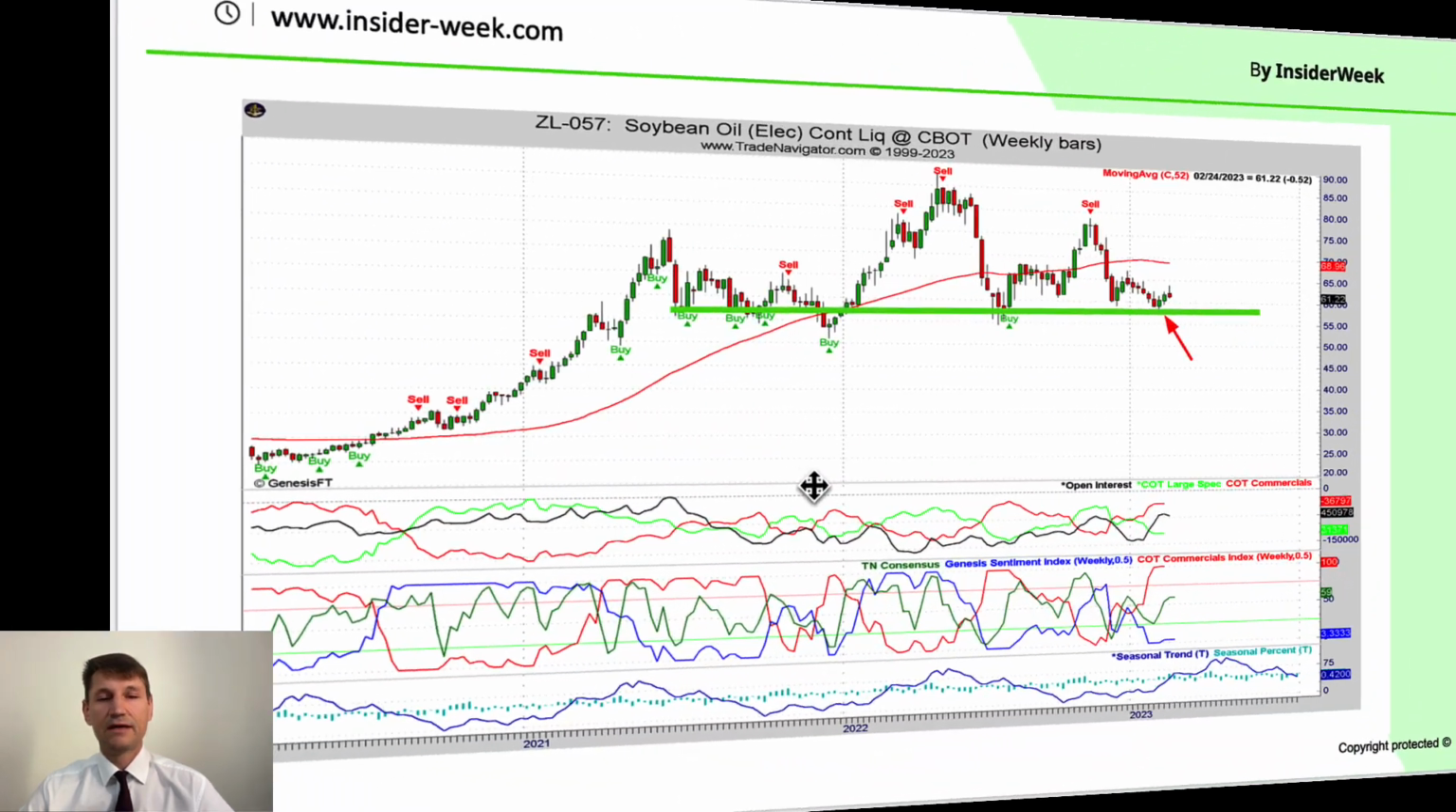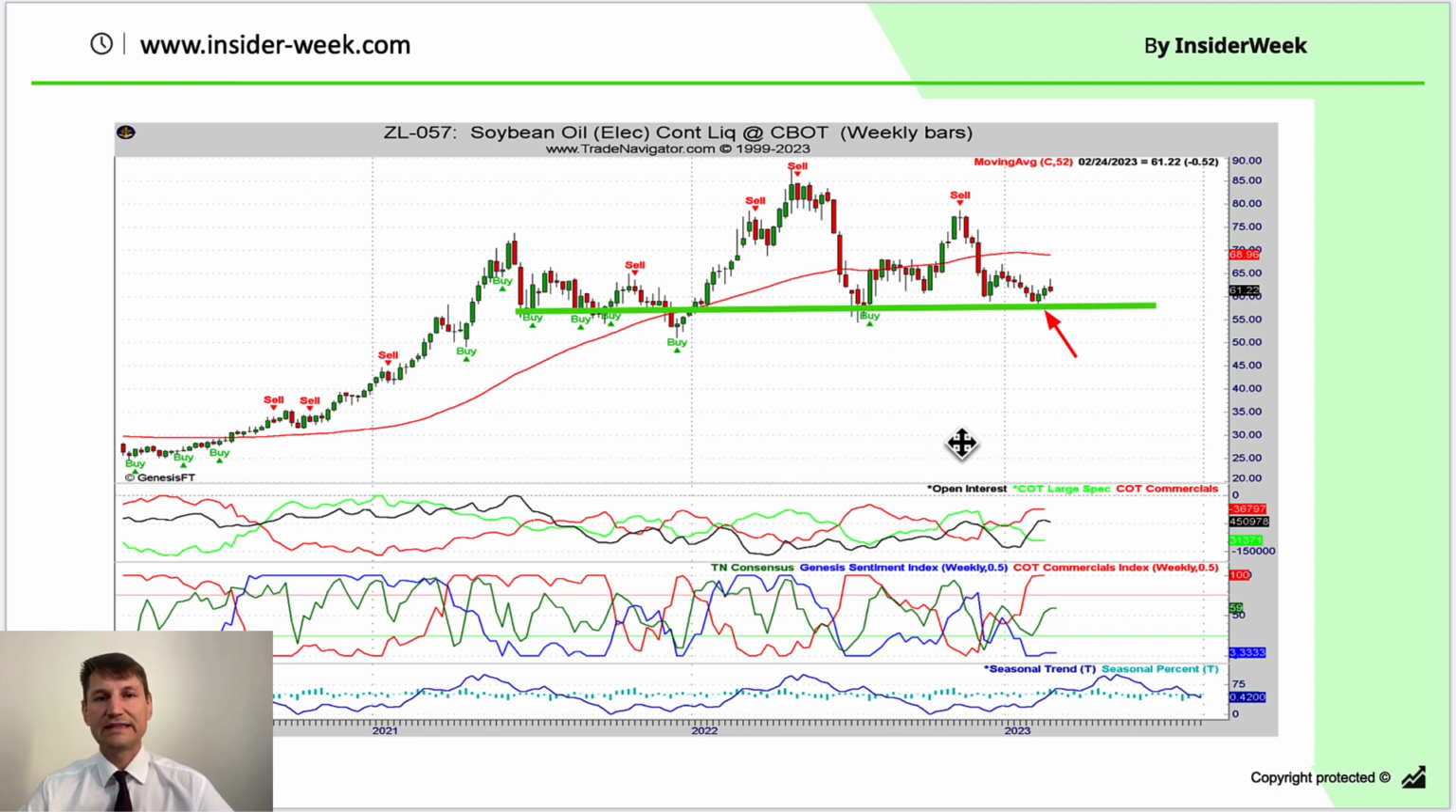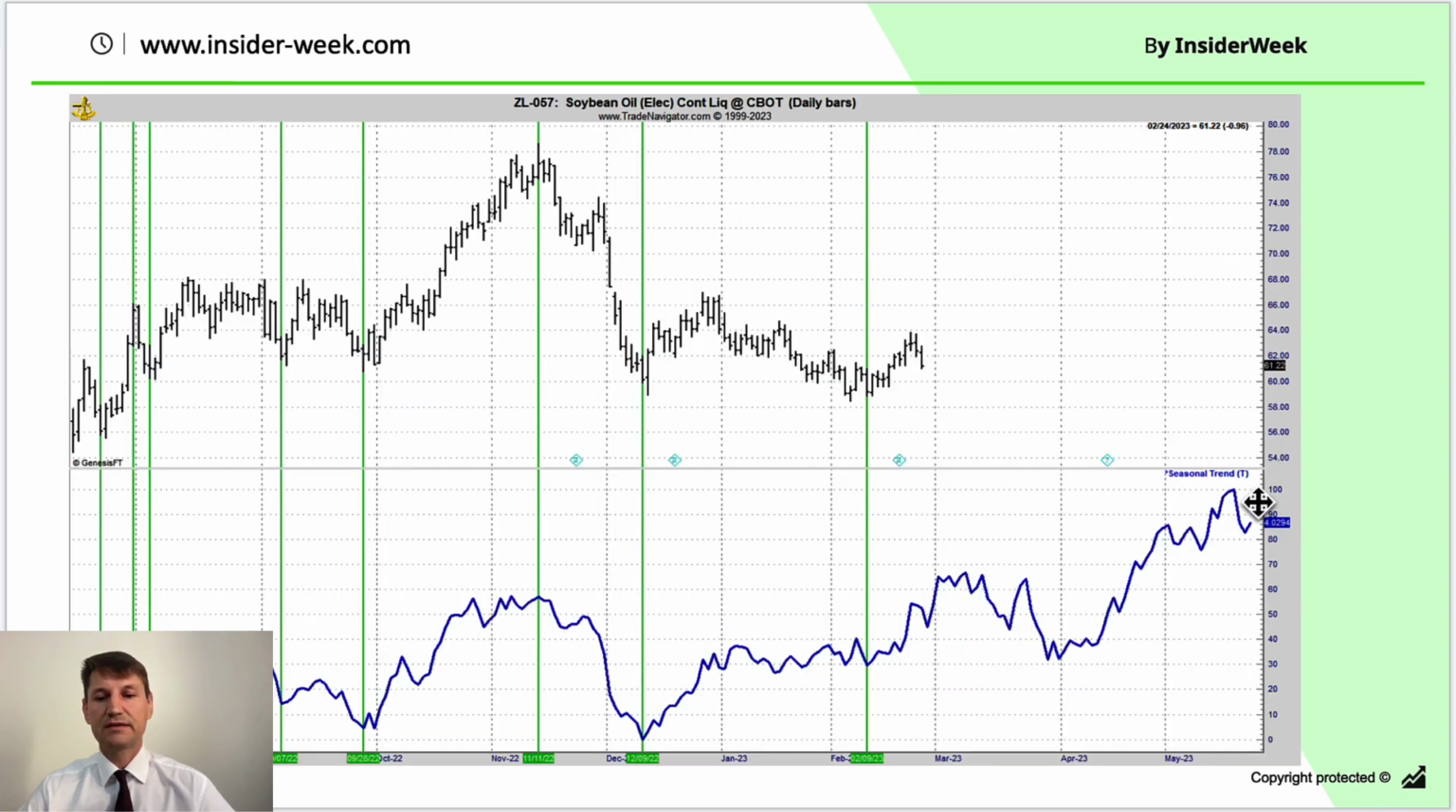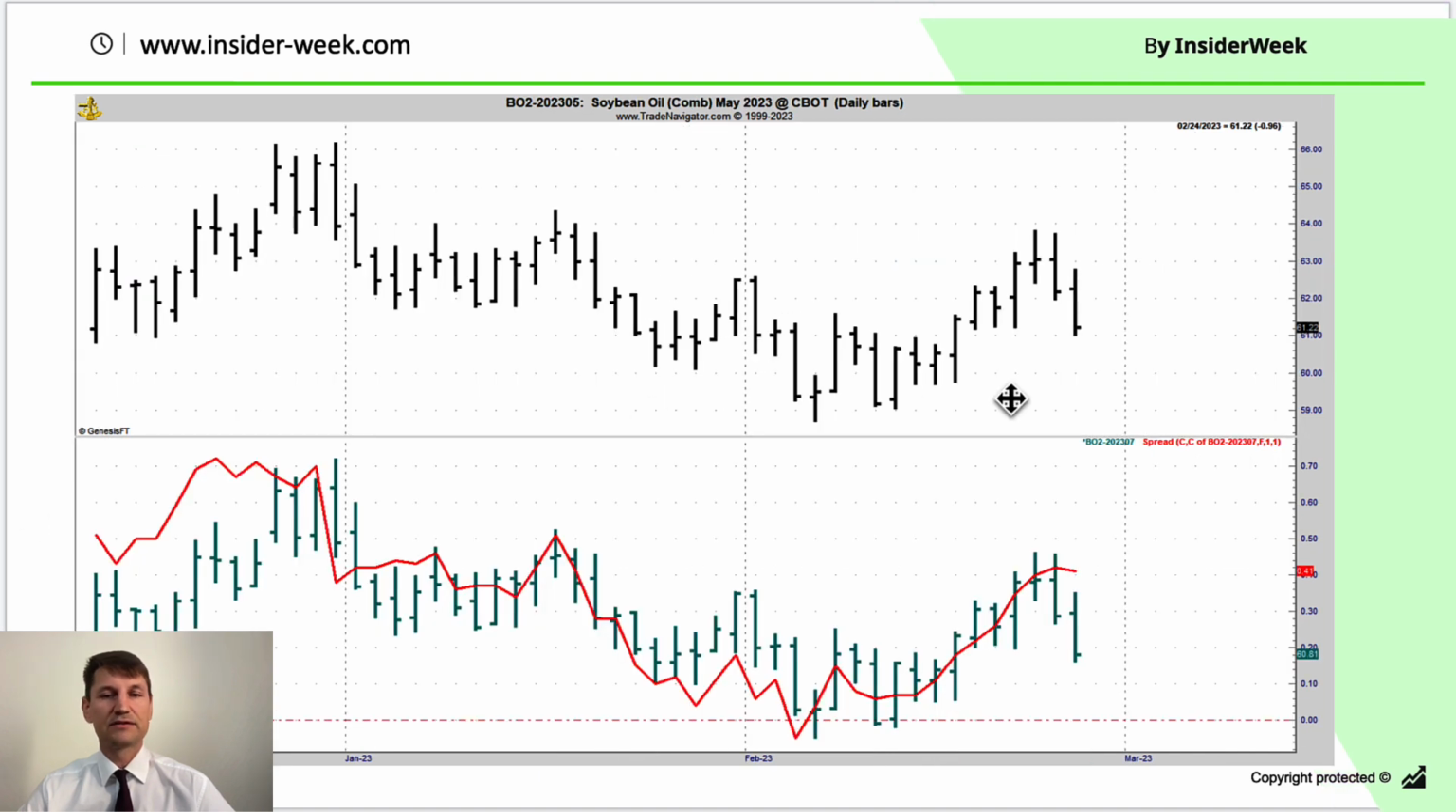Soybean oil. We don't have current COT data, but my experience tells me that we will have a buy signal based on COT data. We also have a very strong support here. So we expect that the price will go up until 80. Also the seasonal trend, as you can see, for the next time is to the upside. And the spread, we saw some weakness in the market on Friday, but the spread was stable. This is a sign that the market is strong.